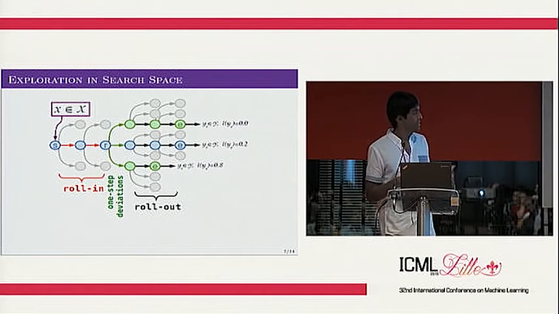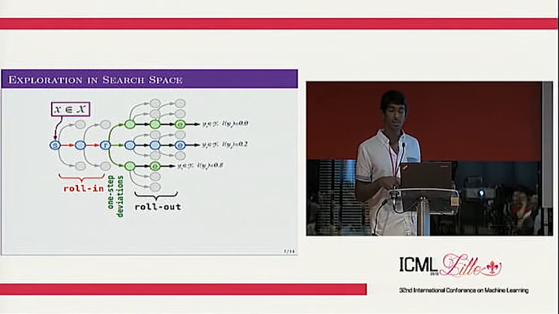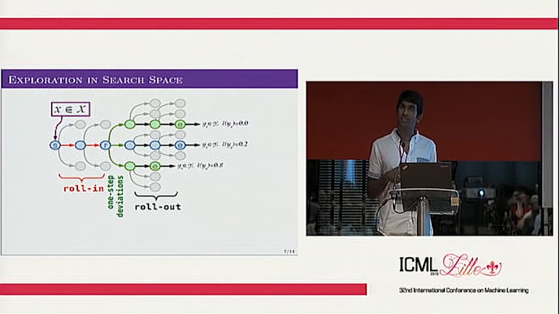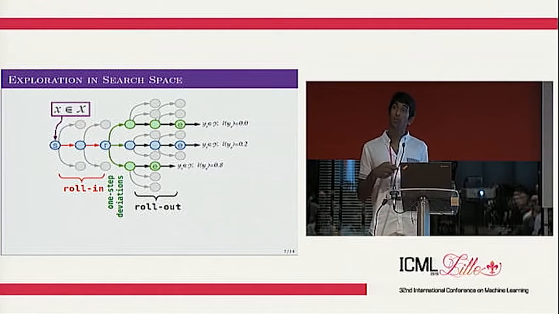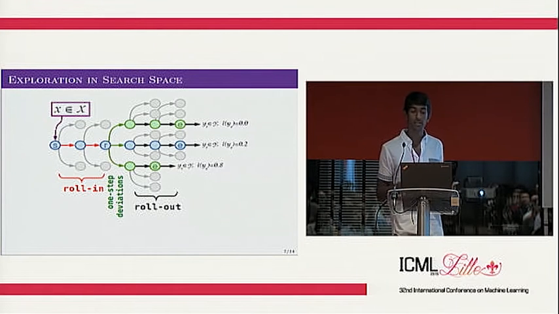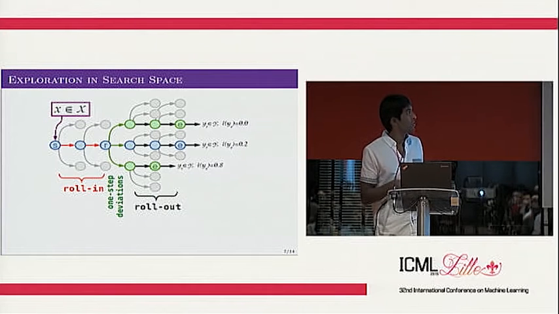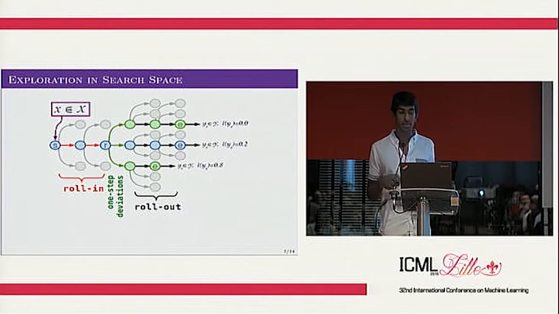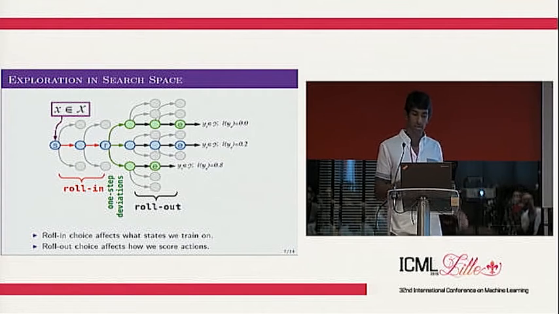OK, so there's basically 2 decisions that you can make when you design a learning to search algorithm. One is what is the roll-in policy, and the other is what is the roll-out policy. The roll-in policy is important because it affects the state distribution that you train your cost-sensitive classifier on. So if you pick the wrong roll-in policy, you can have a distribution mismatch issue, which might hurt you at test time. And the rollout policy affects the way you score actions. And if you pick the wrong rollout policy, maybe you're not scoring actions correctly, and so you learn the wrong thing. OK, so roll-in affects what states we train on. Rollout affects how we score actions.